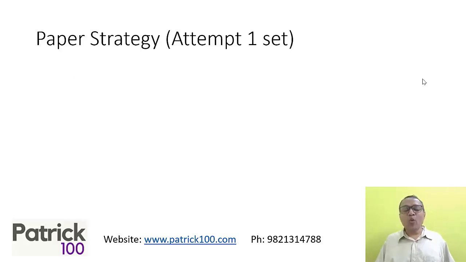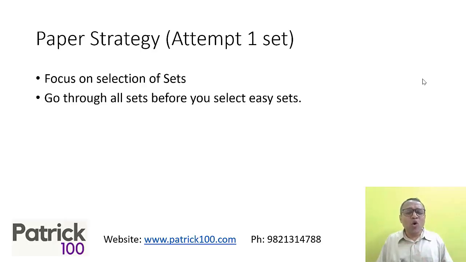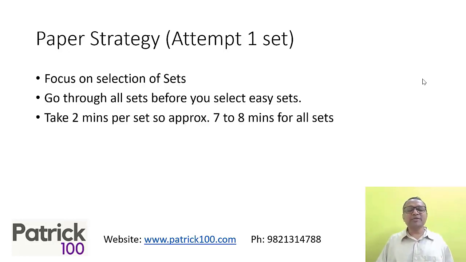So you're attempting one set. What should your strategy be? Here your focus has to be purely on selection of sets. You need to pick up the easiest set and try to solve it. So go through all 4 sets before you select the easy set. Spend around 2 minutes per set, which means it will take around 7 to 8 minutes for all the sets put together.